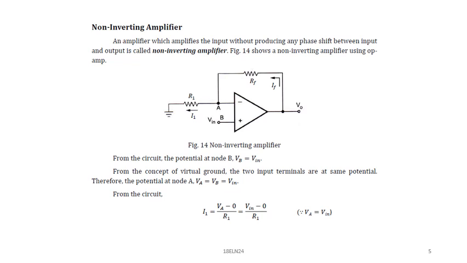And the figure shows a non-inverting amplifier using an op-amp. And here also negative feedback is provided. As I mentioned, the feedback is provided through resistance RF, and it is connected from the output to the inverting terminal of the op-amp. And I used one more resistance that is connected to the inverting terminal, and the other terminal of the resistance is connected to ground. This is about the circuit diagram.